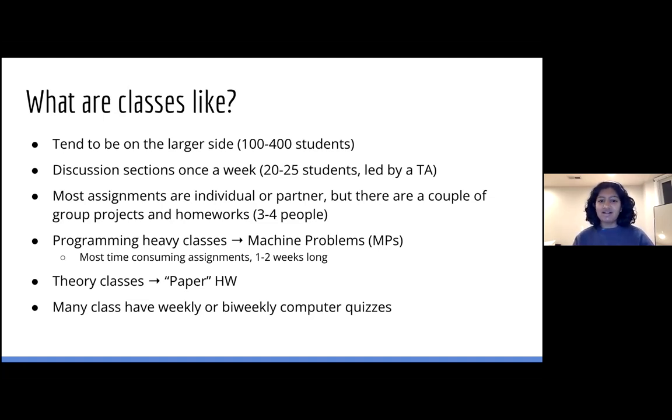In programming heavy classes, you'll do these assignments called machine problems, which we call MPs. And they're your most time consuming assignments. They'll be 1 to 2 weeks long with some sort of programming assignment. And you'll be able to run your code against what they call an auto grader for most of your classes. And that's what they use to check whether or not your code works. And so you'll get about 1 to 2 weeks, depending on the class, to do that.